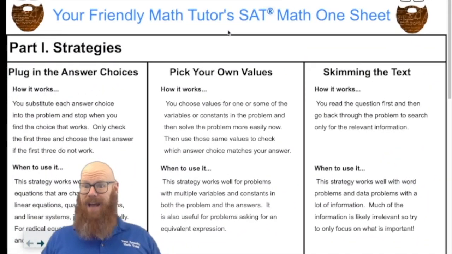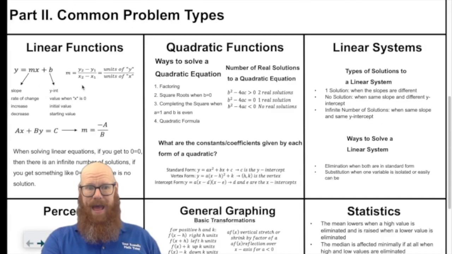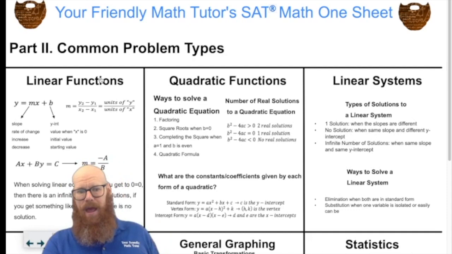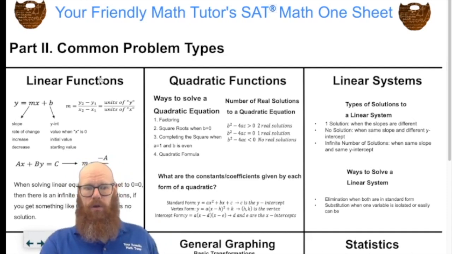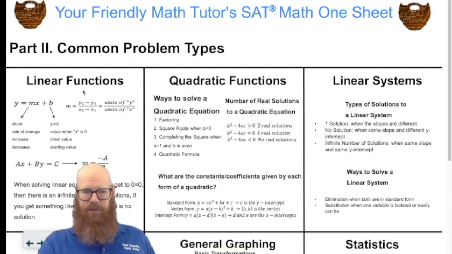All right, let's dive into the one sheet for today. We are going to look at common problem types. In video 2, we looked at the first 3. So here in video 3, we're going to look at percents, general graphing, and statistics. So let's dive into percents.